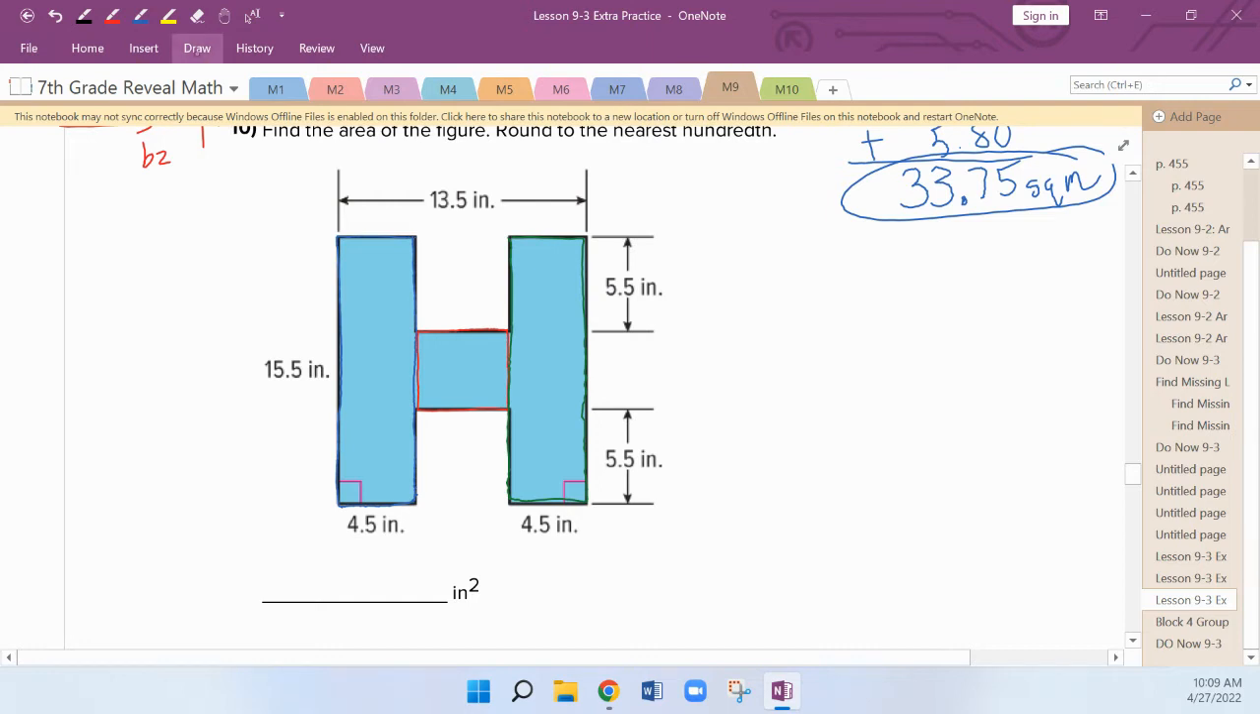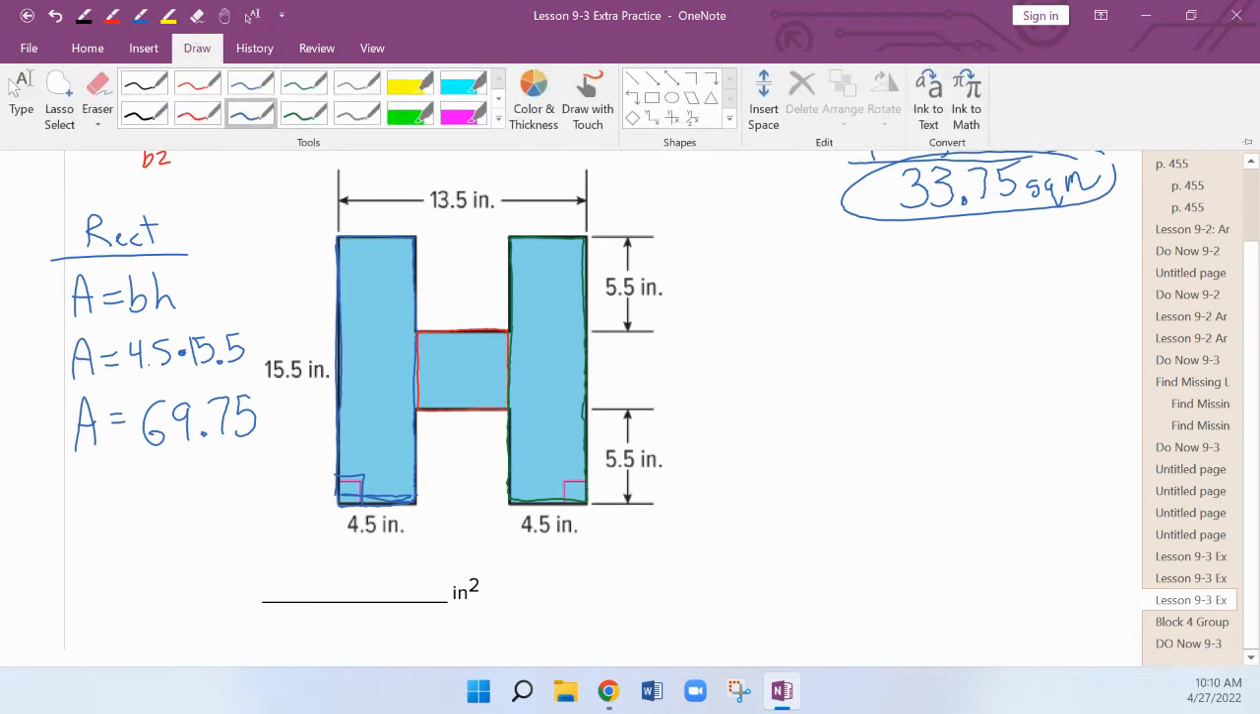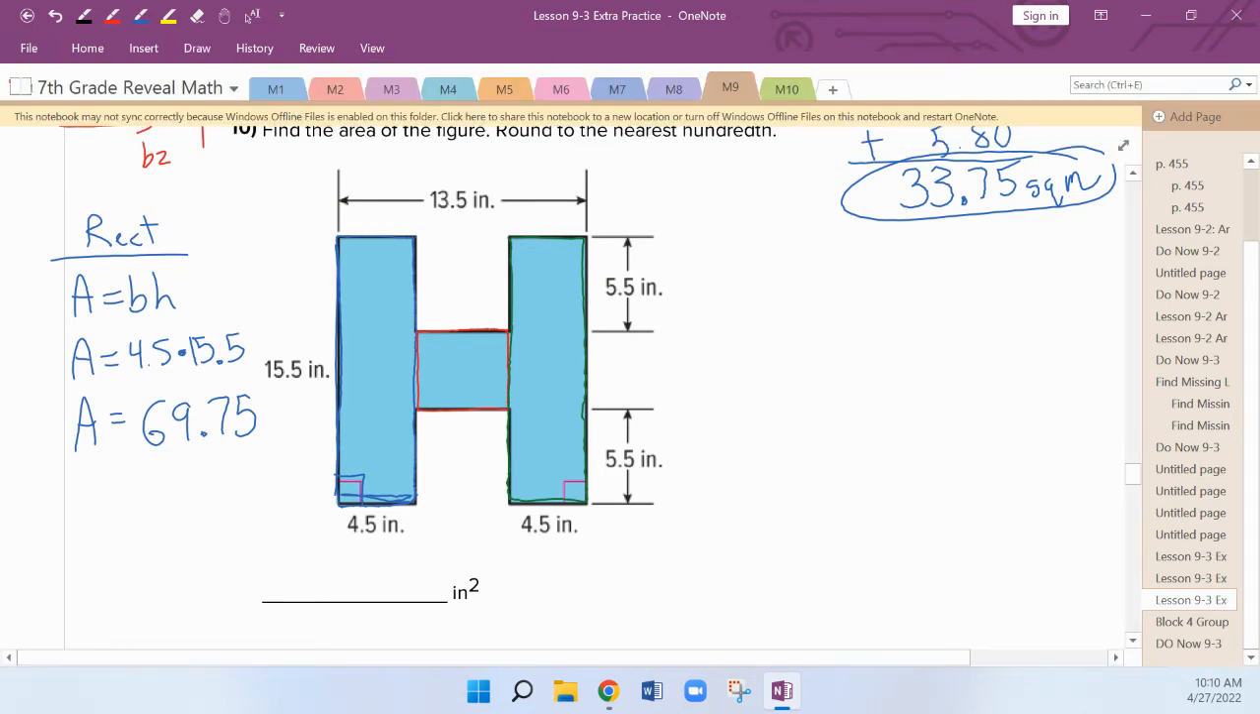Now, I'm going to start with that blue rectangle. I'll draw it over here. All right, rectangle. I'm just going to abbreviate. Area equals base times height. The base and height meet at a right angle, so we have 4.5 times 15.5. All right. And when we calculate that, we get 69.75.